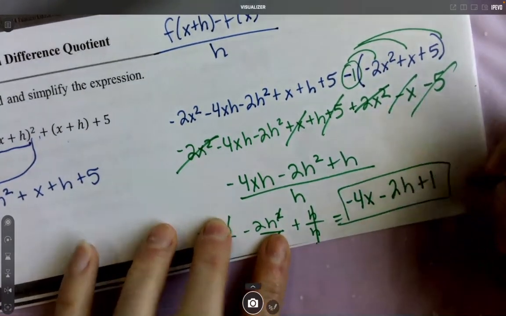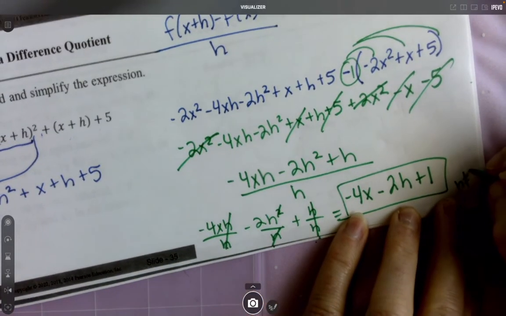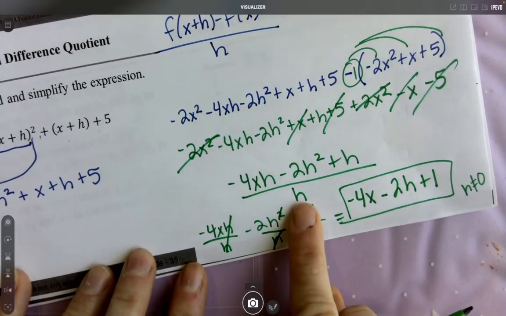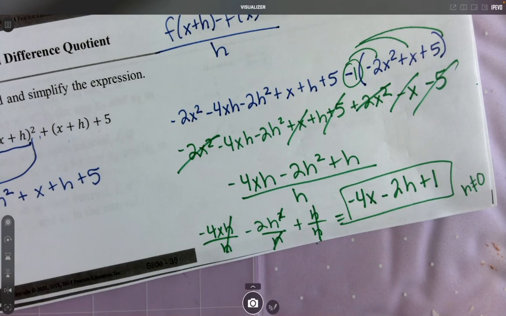And all of these say when h cannot be equal to 0. The reason they're saying that is because if I have h as 0, it would become undefined because you can't divide by 0.